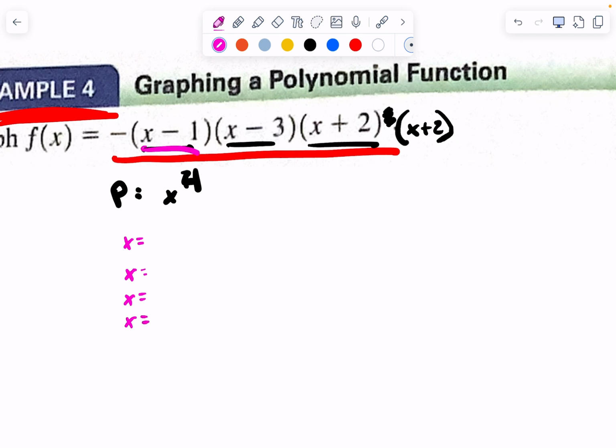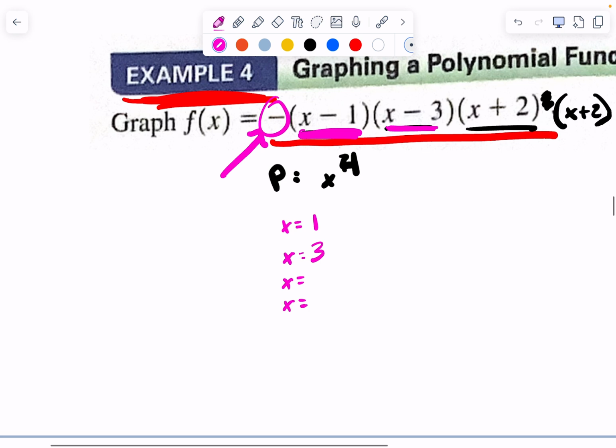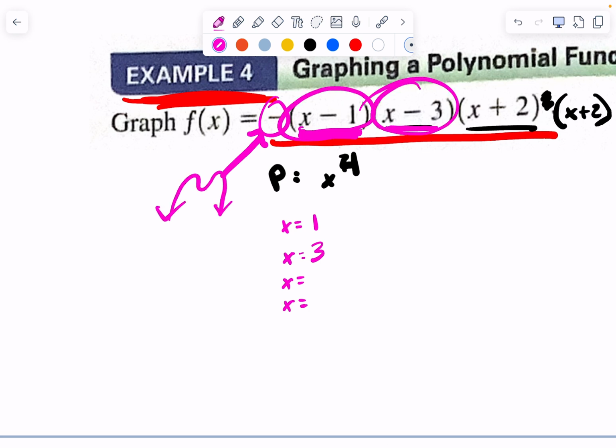Positive 1. If I set this equal to 0, it'll be at positive 1, you're right. If I set this one equal to 0, it will be at positive 3. What about the negative outside? That's going to make it go down like this. Yeah, that's a good thought. Maybe we should address that first. So instead of it being a W, it's going to go like an M instead. But it won't change your zeros. You don't have to worry about that.